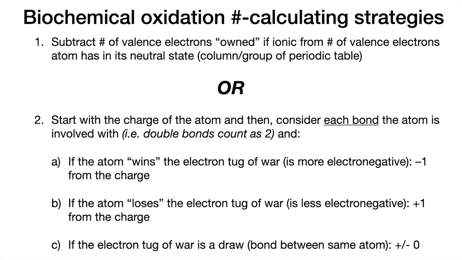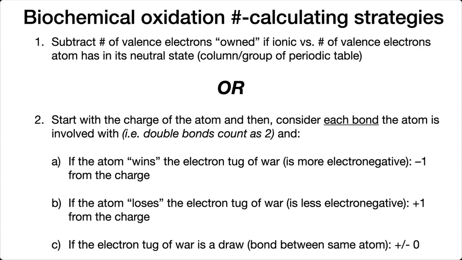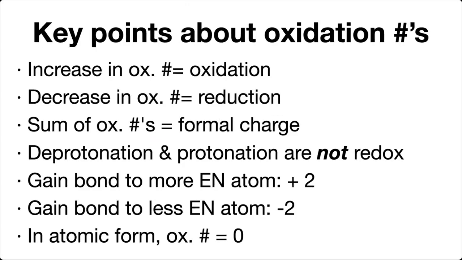Alternatively, start with the charge of the atom and then consider each bond it's involved with. If the atom wins the electron tug of war, that is, it's more electronegative, subtract 1 from the charge. If the atom loses the electron tug of war, that is, it's less electronegative, you gain 1 in your charge. If it's a draw, so you've got a bond between the same atom, no change in number.